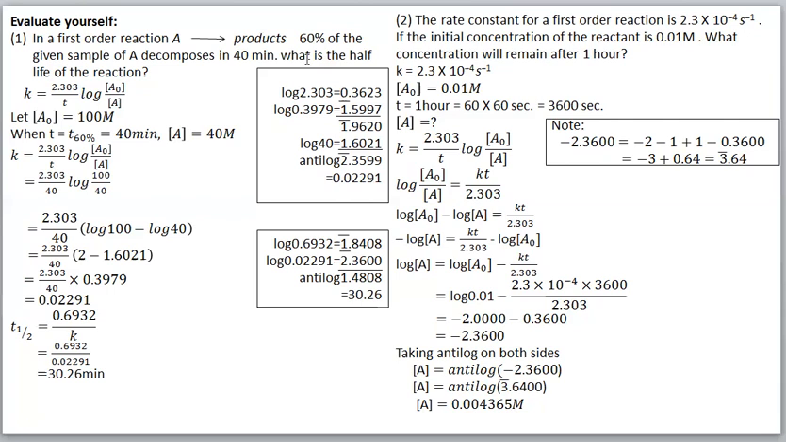Then what is the half-life of the reaction? That is our question. Here we got K. Then the half-life formula is 0.693 by K. So we can substitute the value: 0.693 by K is this value, 0.02291. Okay. Then we have to divide these two and get the answer.